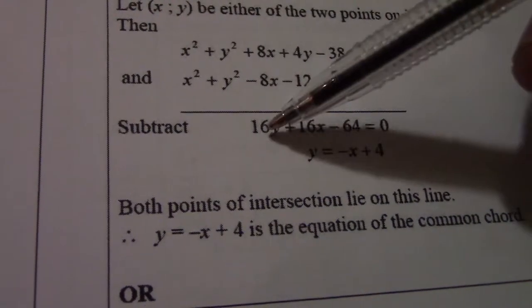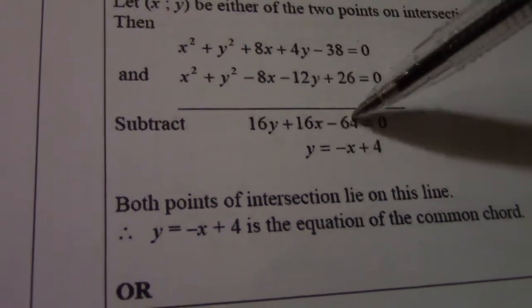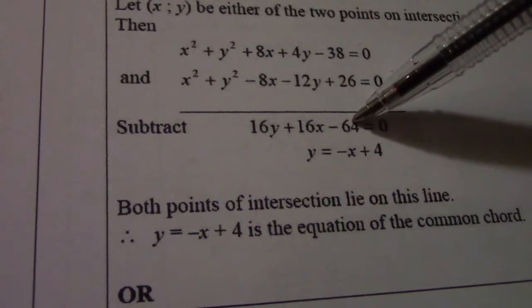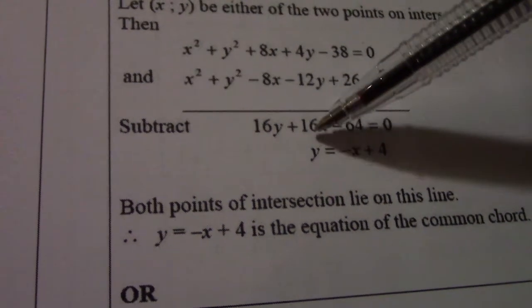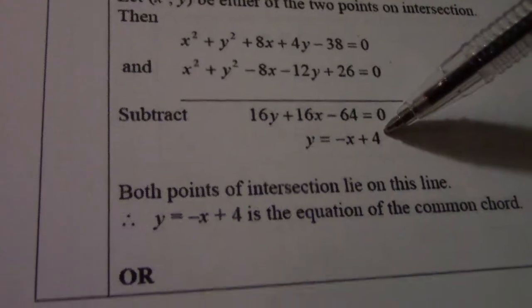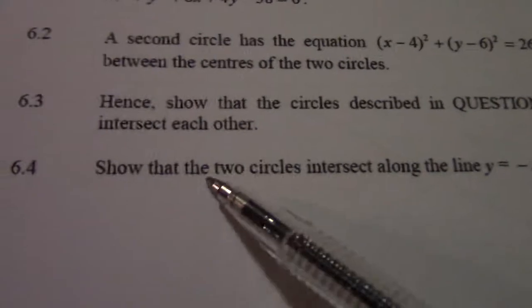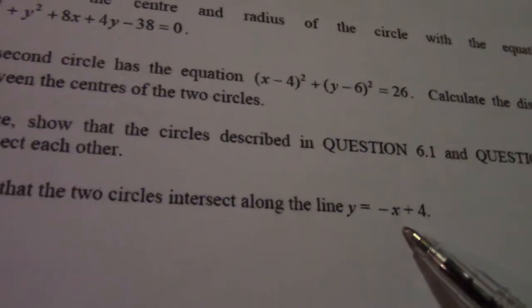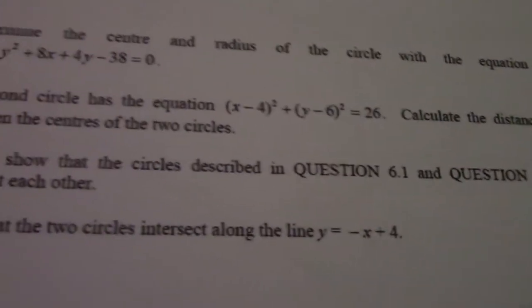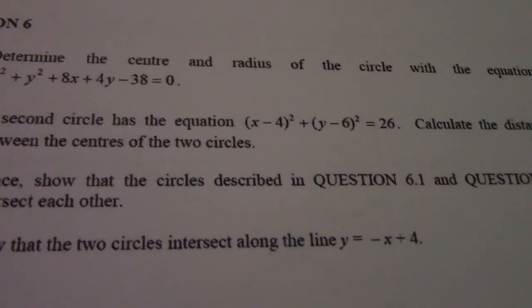16 divides into all of them, so that's x plus y equal to minus 4. 64 divided by 16 becomes 4. So if I take that across, y becomes minus x plus 4. Therefore, you can say both points of intersection lie on the line. Therefore, y equals minus x plus 4 is the equation of the common chord. So you see there, show that two circles intersect along the line y equals minus x plus 4. Hope you understand. All the best. God bless. Bye.